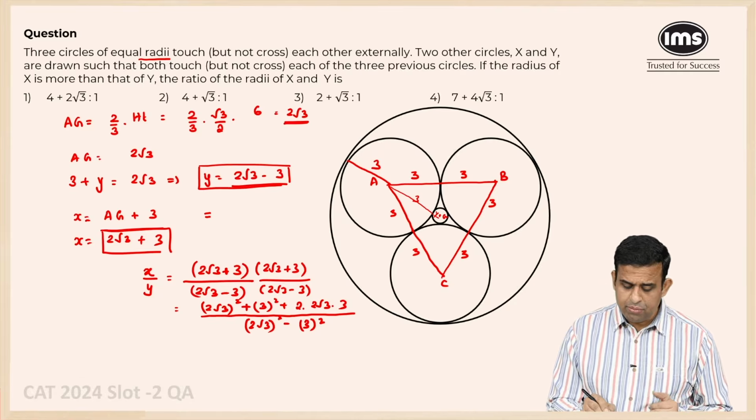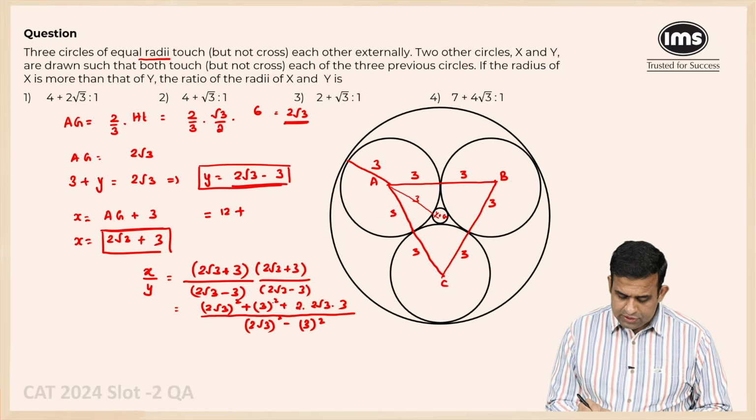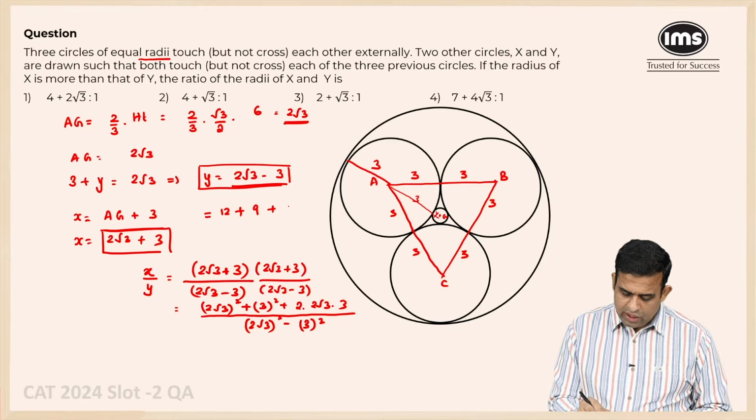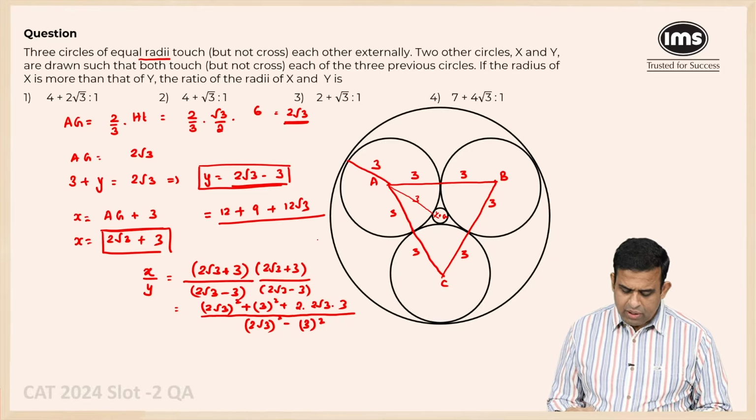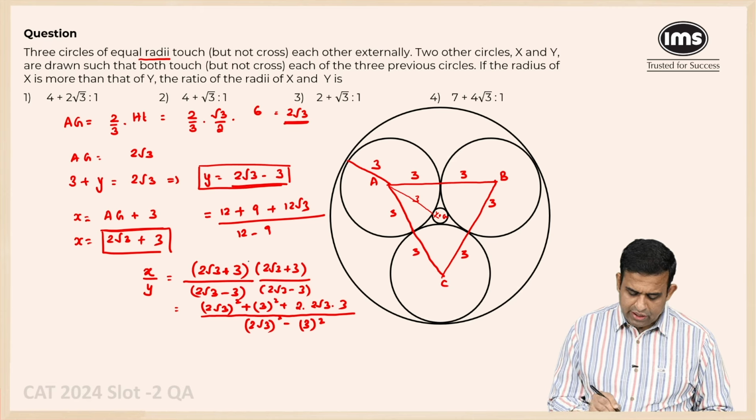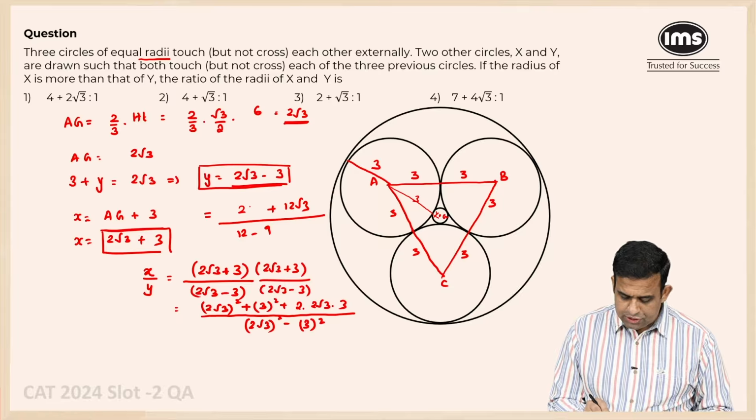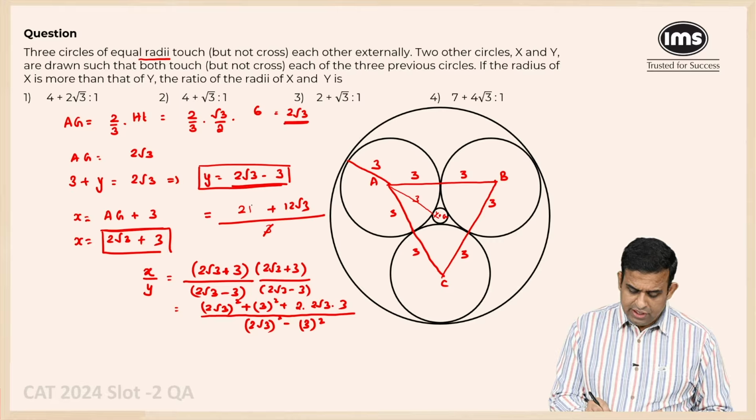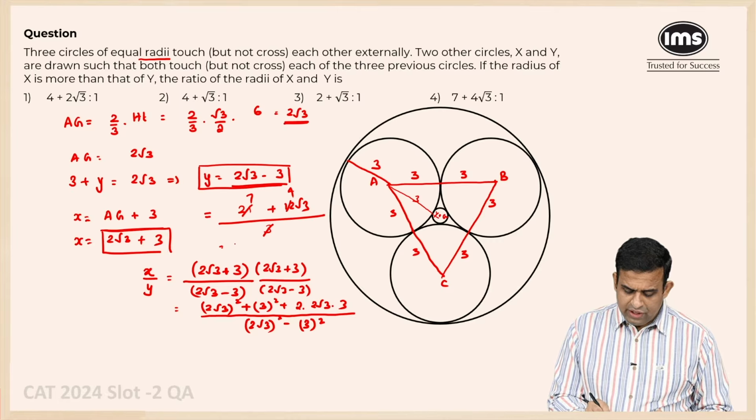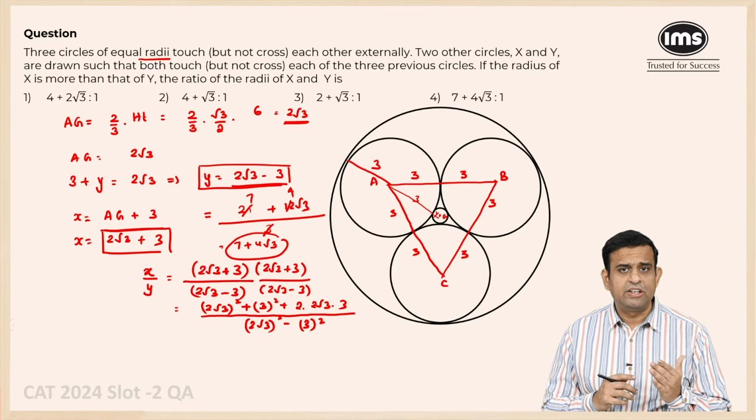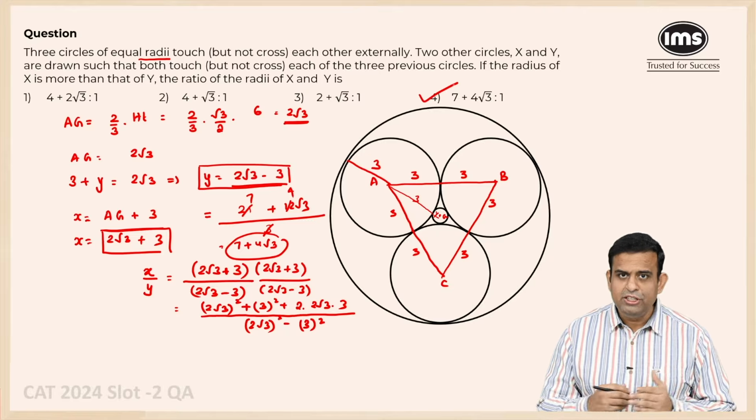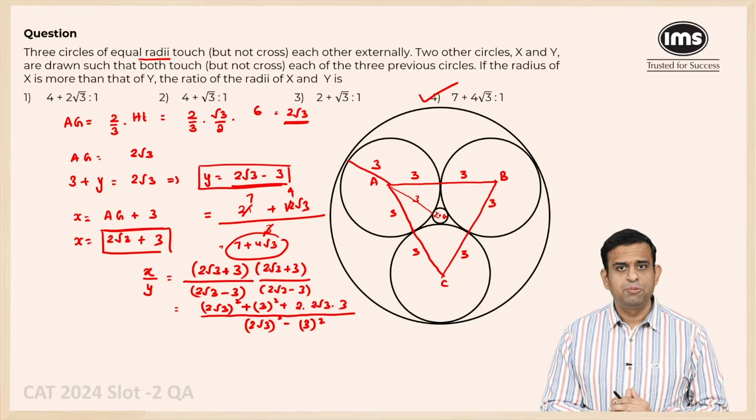If I simplify this result, (2 root 3) square becomes 4 into 3, 12, plus 3 square is 9. The numerator will become 12 root 3 plus 21, divided by 12 minus 9. So 12 plus 9 is 21. This part becomes 21 plus 12 root 3 divided by 3, and if I simplify this number, 3 times 7, 3 times 4, we get 7 plus 4 root 3. The required ratio becomes 7 plus 4 root 3, that means 7 plus 4 root 3 is to 1. So one can safely choose to mark option number 4 as the answer for this question.